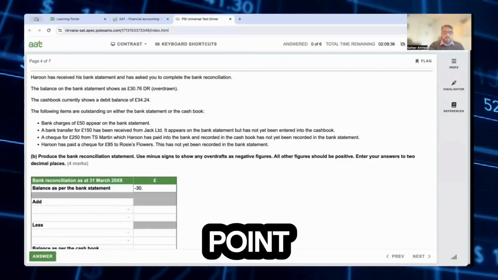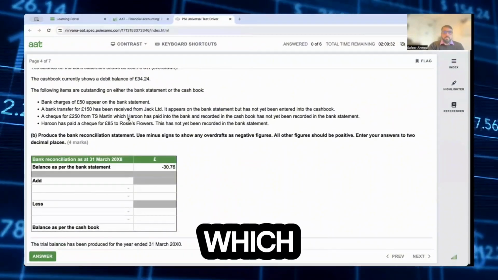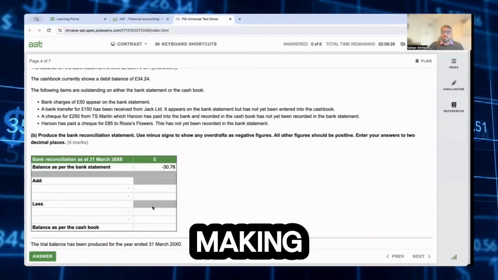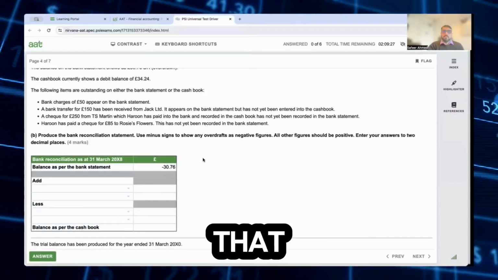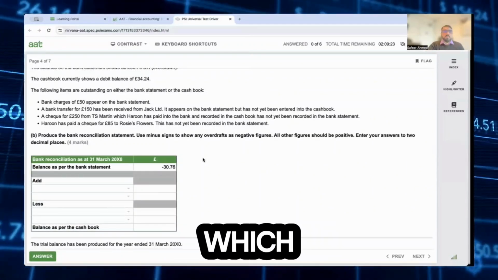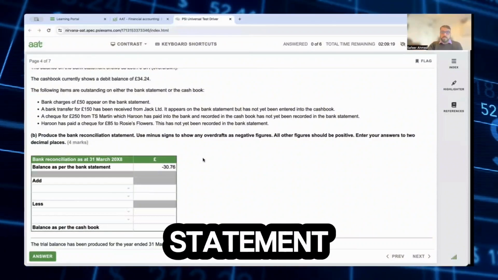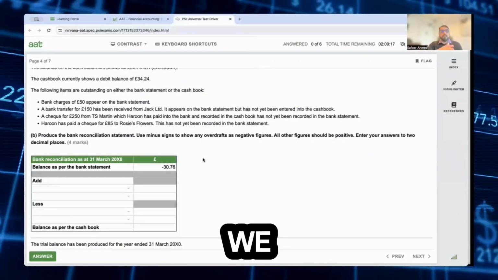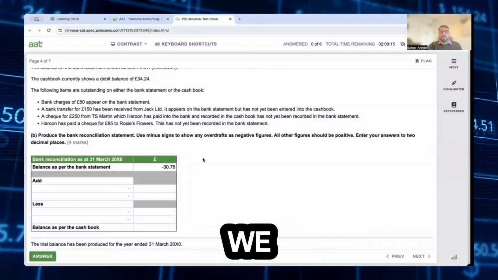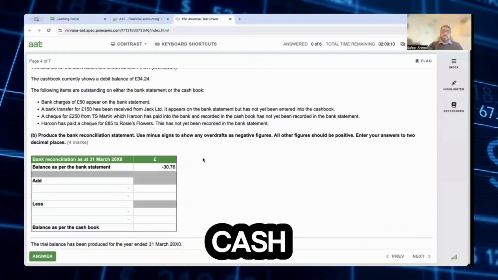So 30.76. And we need to determine which items we will be making adjustments for here. Anything that needs to be done in the bank reconciliation statement, anything that needs to be added or deducted in your statement balance, we do here. Anything where we have to do something in the cash book, we are not going to adjust it here. That will be adjusted in the cash book.